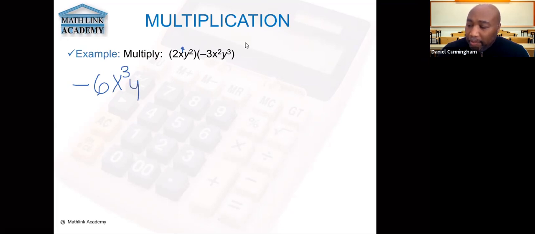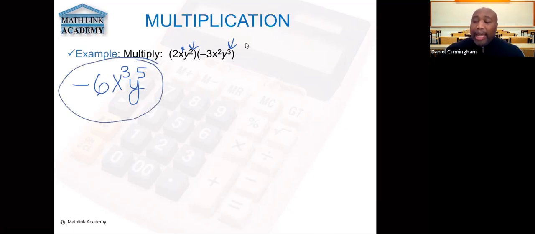Next, I'll write down the base. The next base is y. And then you look at the exponents, which is a 2 here and a 3. Then you add, again, you add the exponents. So 2 plus 3 is 5. You only do that with the same base. The base is that bottom piece, those letters that we're looking at in this case. And that's actually our answer right there: negative 6 x cubed y to the 5th power.